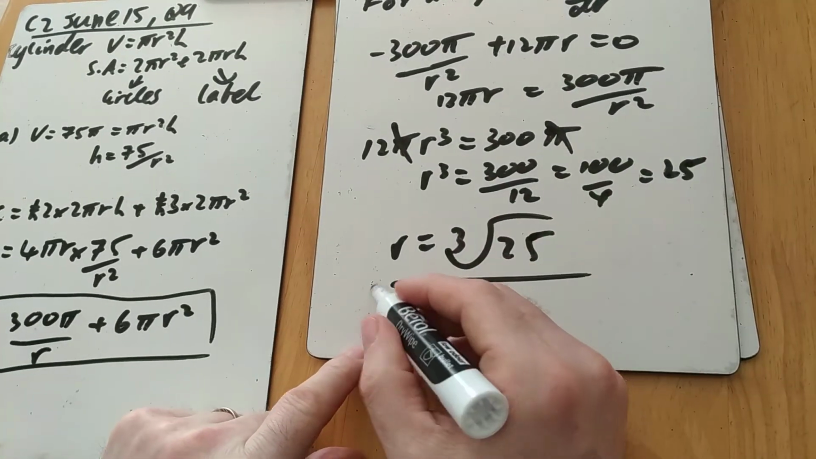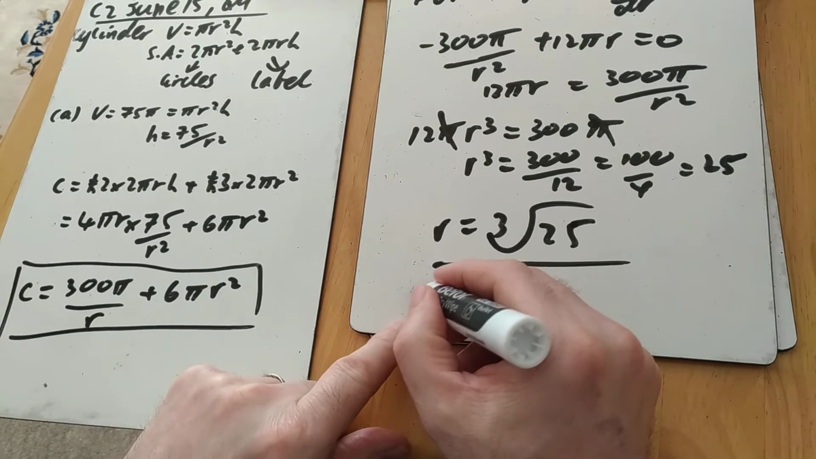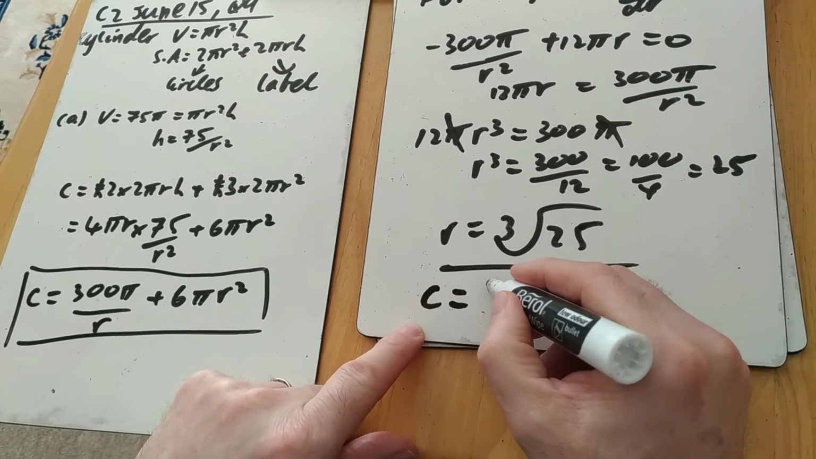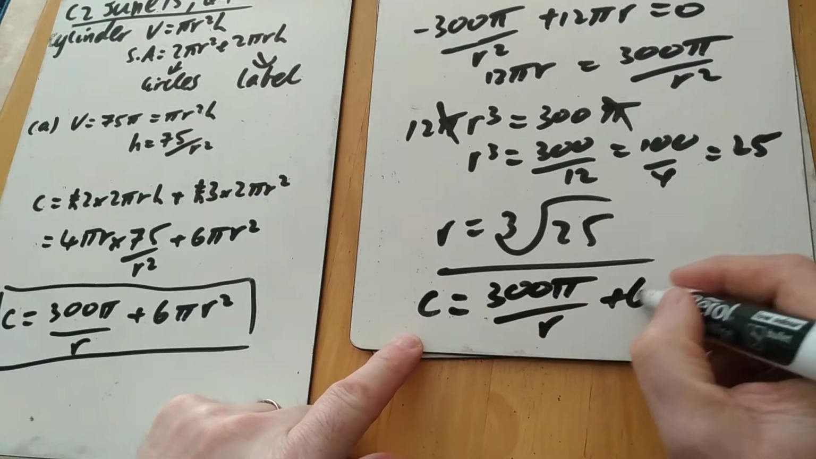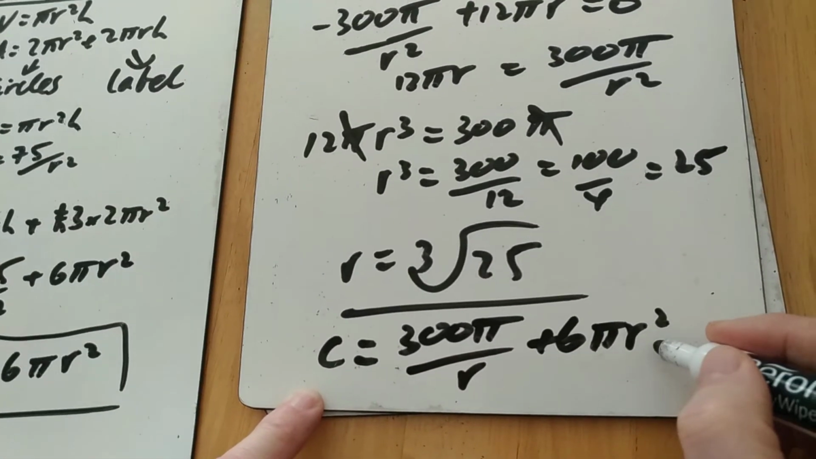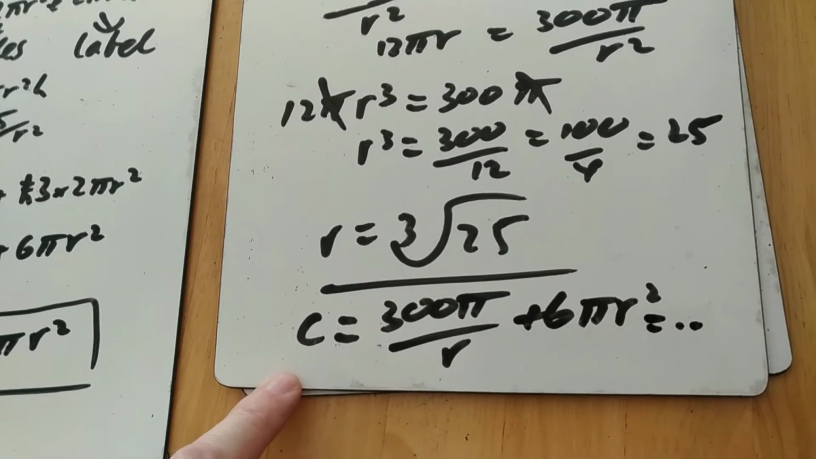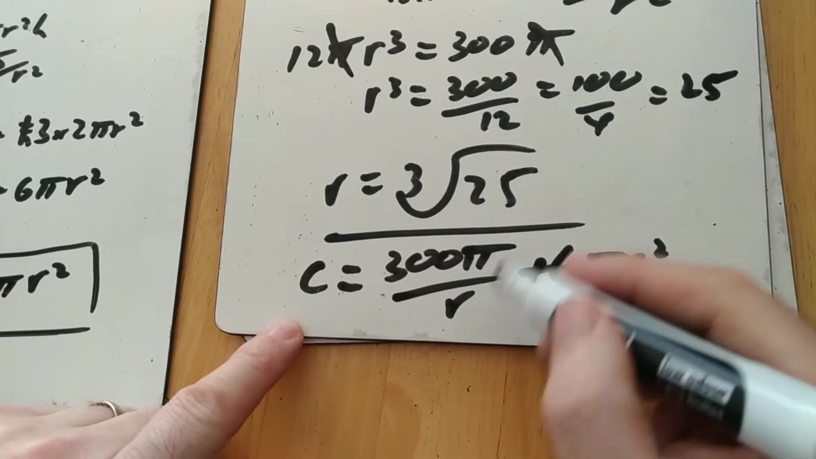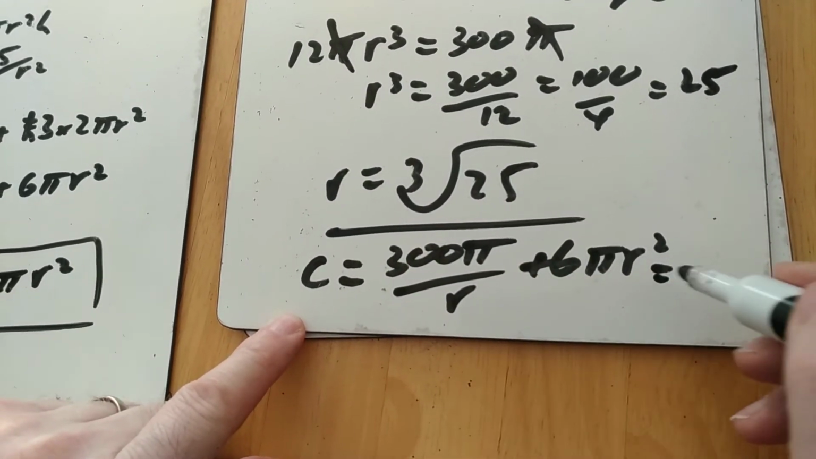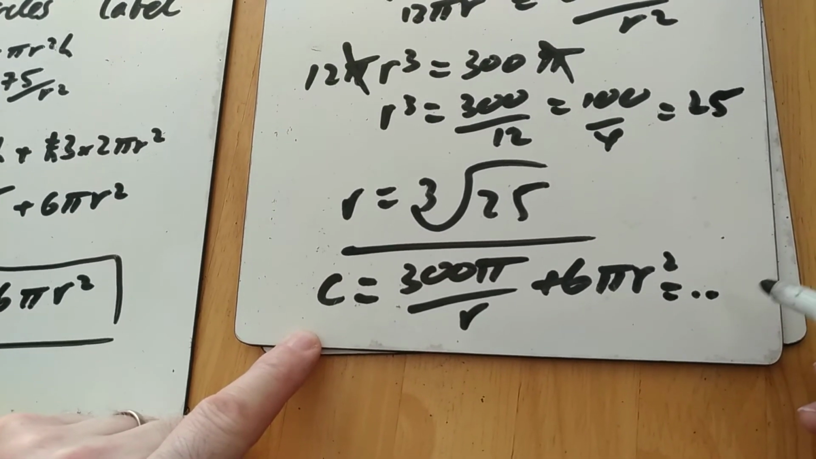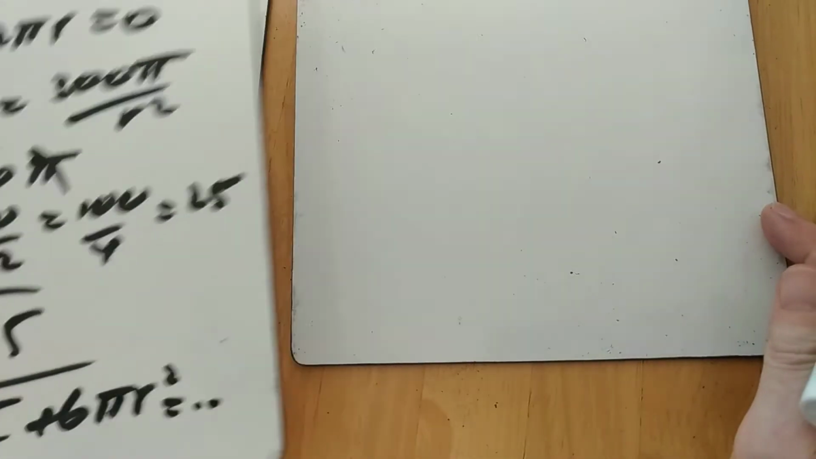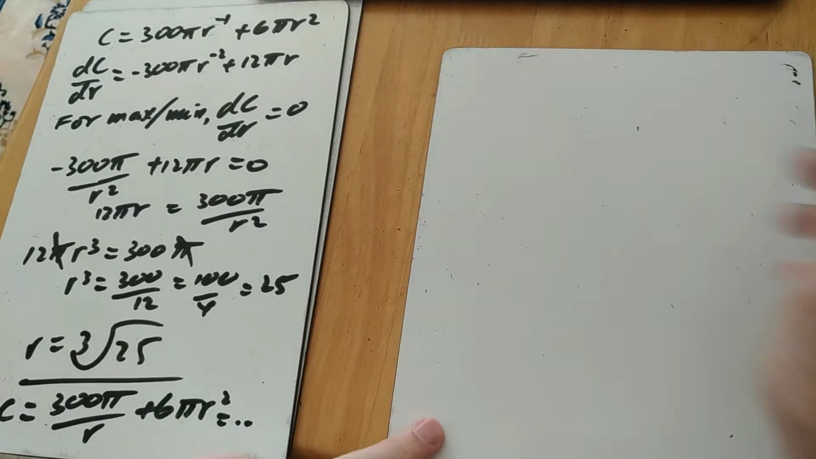I then need to stick that back into c equals, and then press buttons, don't work out the answer there. So sticking this value of r into that original form of the c, and then answer the question there. Okay, and for your 1 mark at the end, justify it's a minimum for part C.